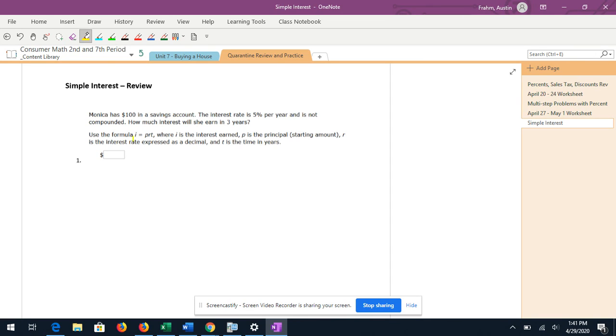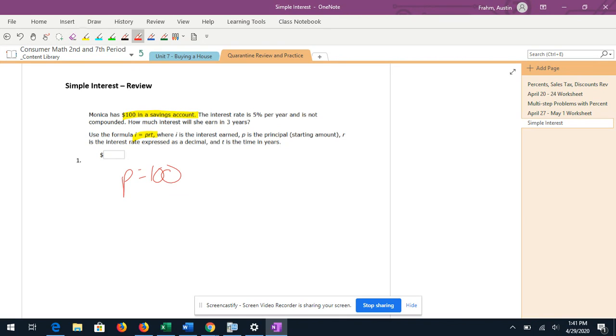So they give us this equation, I equals PRT. And in order to figure out how much interest Monica is going to earn, we need to know what P, R, and T is. All right, so P is the principal or the starting amount. And they tell us that it's the $100 in the savings account. So P equals 100.